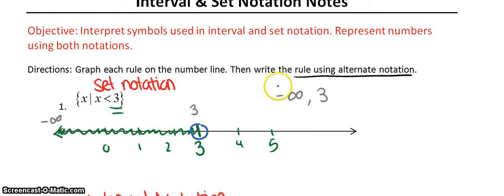Since infinity is one of our bounds, we know that that needs a parenthesis. Okay, an infinite value is not a distinct value that can be included. 3, on the other hand, is a distinct value, but it's got an open circle because it just said less than, can't be equal to. So that one also gets a parenthesis. And that is how you would write this problem in interval notation.